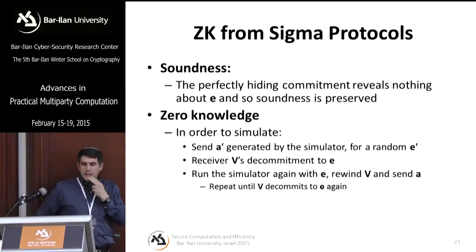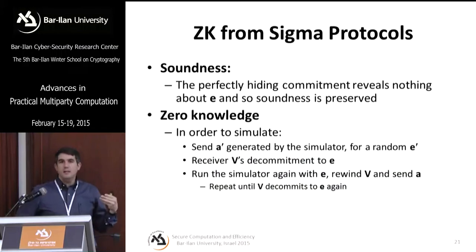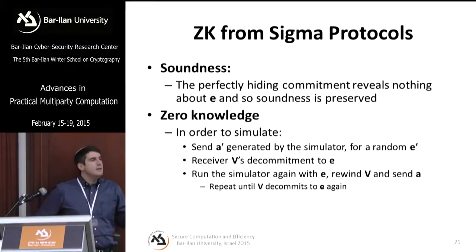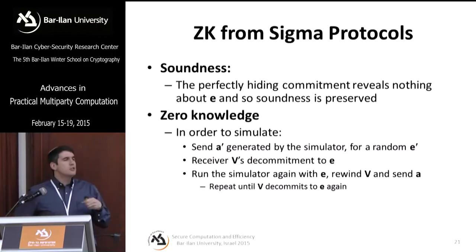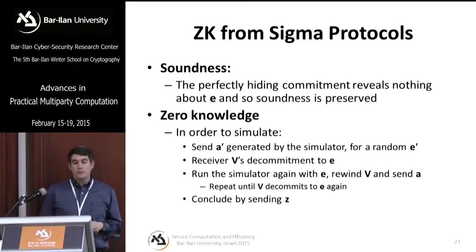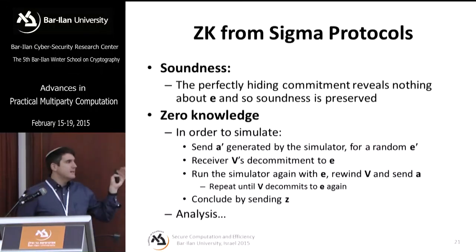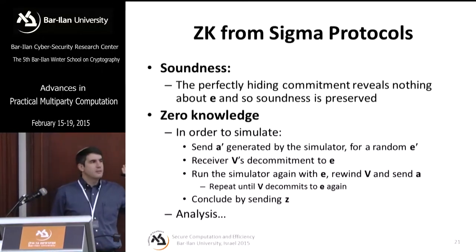Okay. So you repeat this now until V decommits to E, and when V decommits to E, then you're able to complete the proof because you've chosen every time A and Z in a way that they match the value E that you want to answer. Okay. So to analyze that exactly is a little bit more involved. But intuitively, this is perfectly fine.